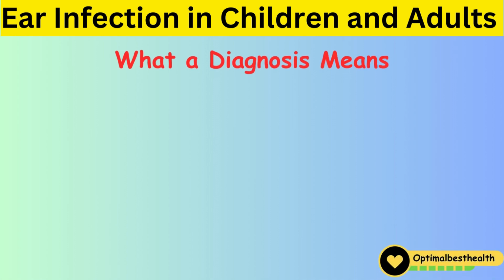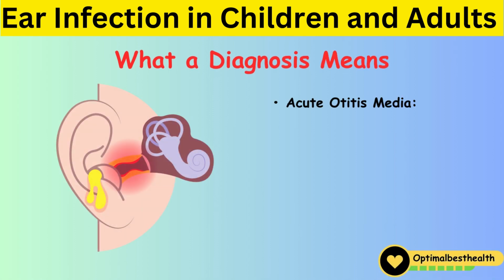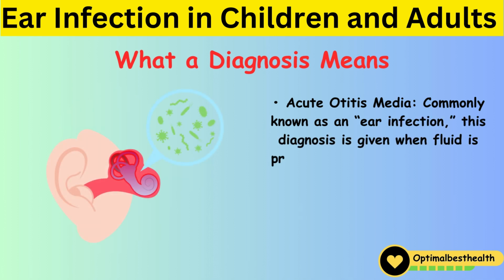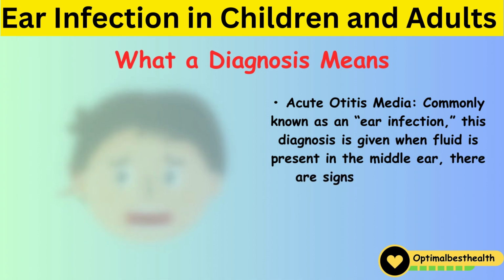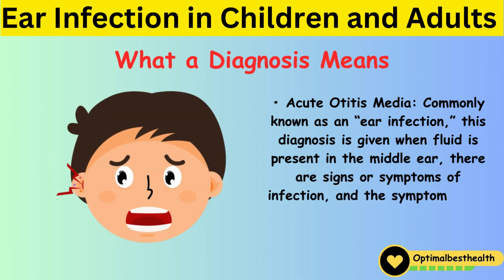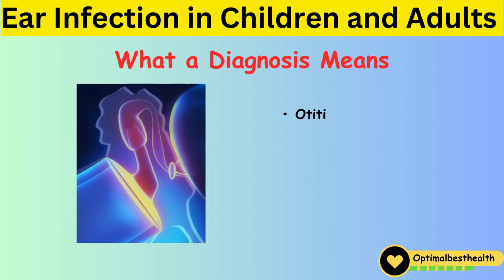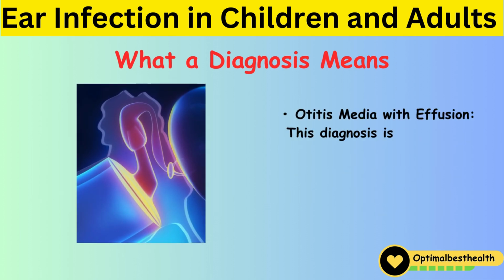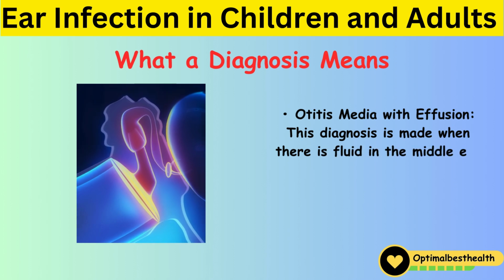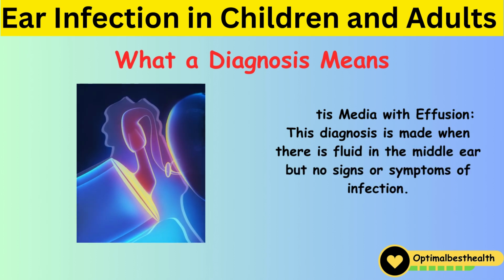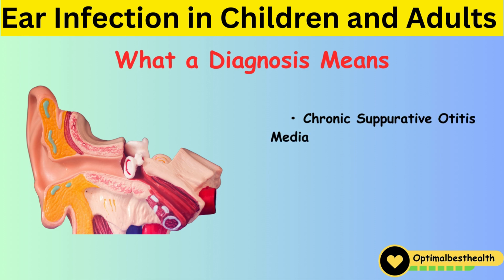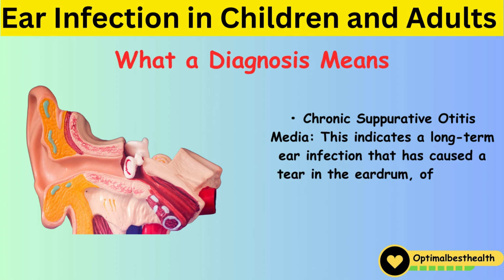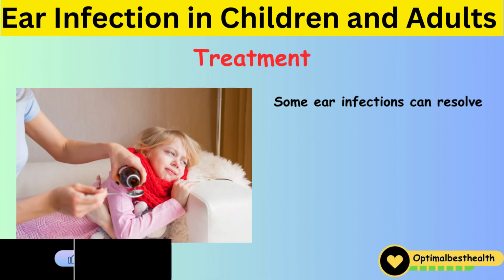What a diagnosis means. Acute otitis media, commonly known as an ear infection: this diagnosis is given when fluid is present in the middle ear, there are signs or symptoms of infection, and the symptoms have started suddenly. Otitis media with effusion: this diagnosis is made when there is fluid in the middle ear, but no signs or symptoms of infection. Chronic suppurative otitis media: this indicates a long-term ear infection that has caused a tear in the eardrum, often with pus draining from the ear. Treatment. Some ear infections can resolve without antibiotics.